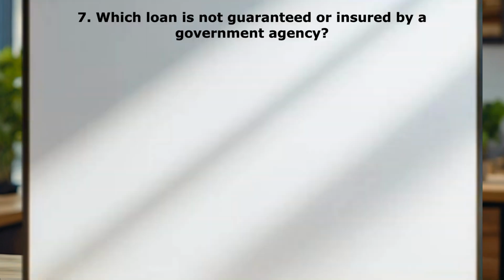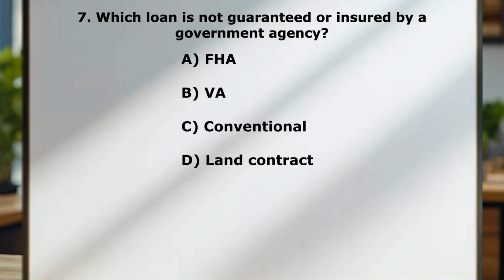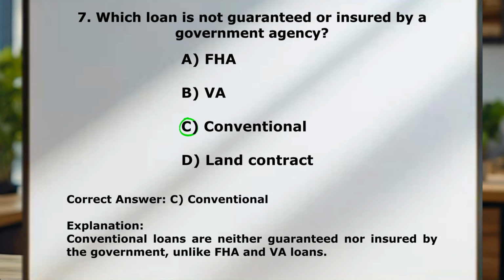Question number 7. Which loan is not guaranteed or insured by a government agency? A, FHA. B, VA. C, conventional. D, land contract. So the correct answer here is C, conventional. Conventional loans are neither guaranteed nor insured by the government. An FHA loan and a VA loan are both guaranteed by government.